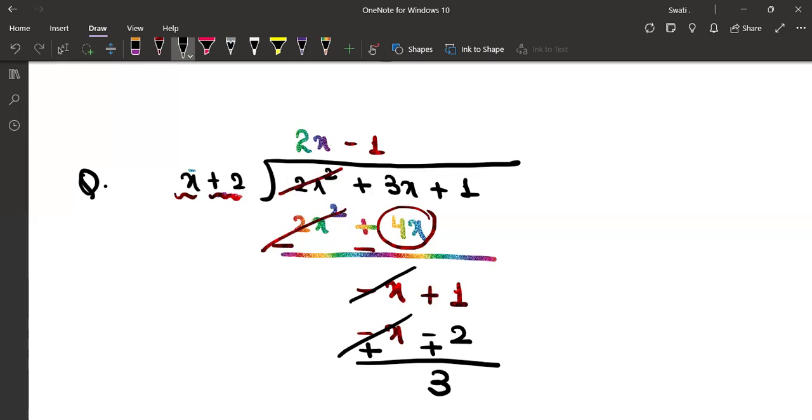अभी sign change होने के बाद वो plus हो गया. So what is 1 + 2? 3. So what's the quotient? 2x - 1. And what's the remainder? 3. So Manya, now tell me, is it 99.9% now?